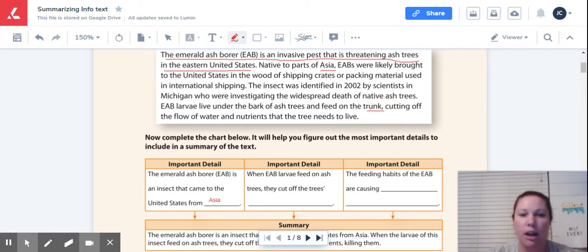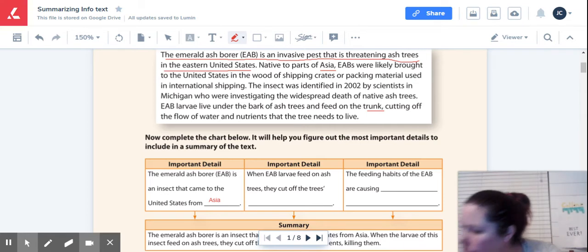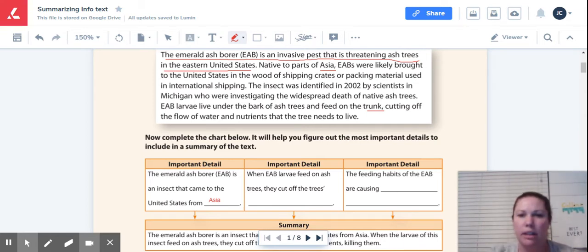Here we go. They cut off the, let's see, on the ash trees. When EAB larvae feed on ash trees, they cut off the trees because it feeds off the trunk. It cuts off right here, cutting off the flow of water and nutrients that the trees need to live. Okay, so let's go ahead and type that here.